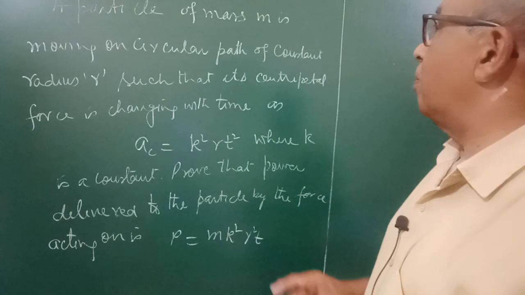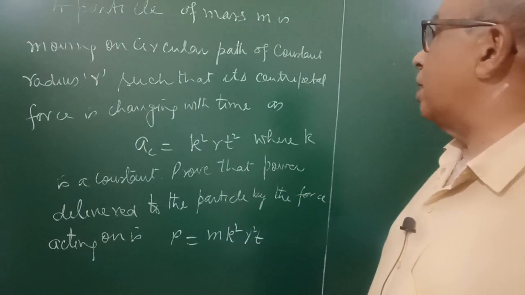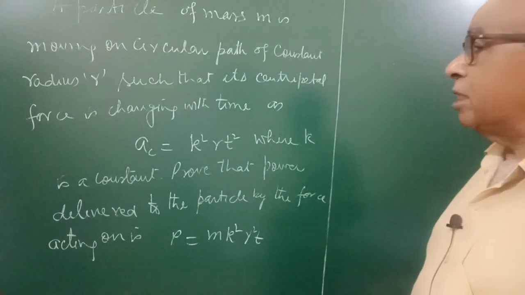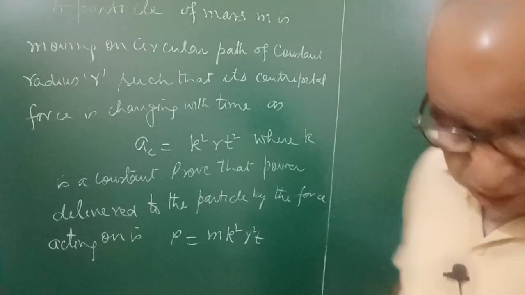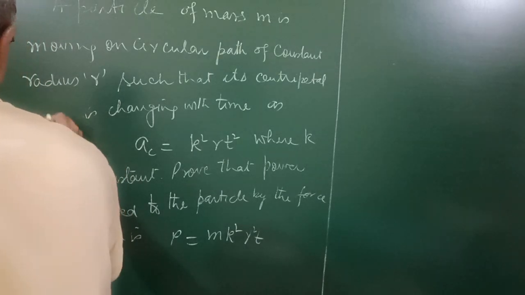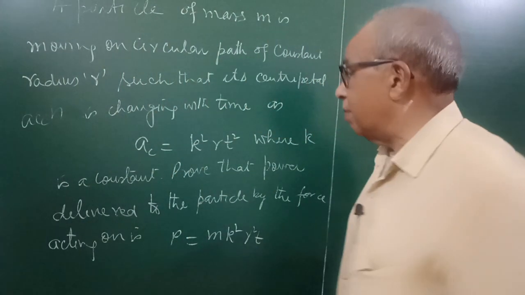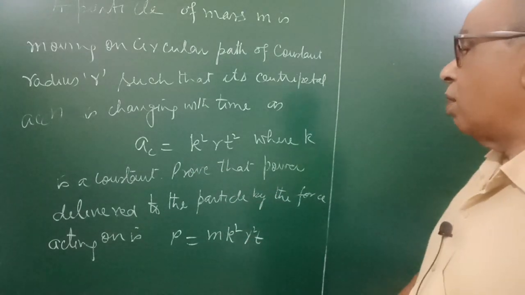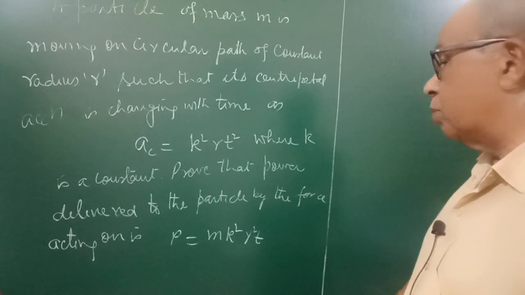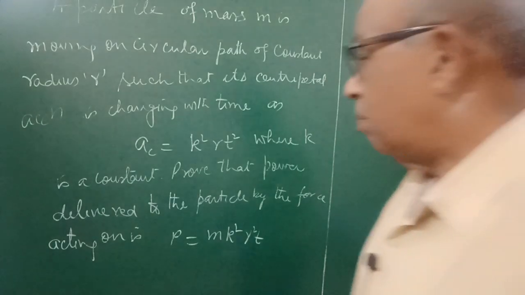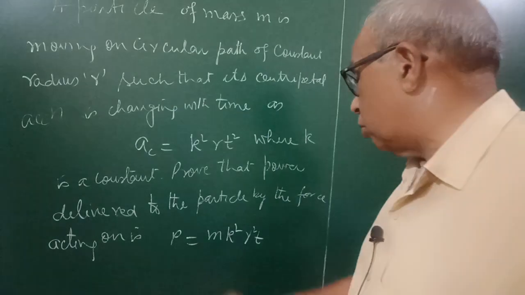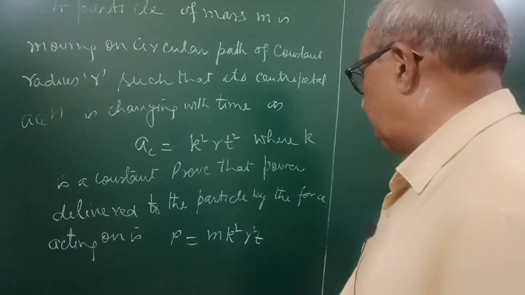A particle of mass m is moving on a circular path of constant radius r, such that its centripetal acceleration is changing with time as a_c equal to k squared r t squared, where k is a constant. Prove that the power delivered to the particle by the force acting on it is P equal to m k squared r squared t.